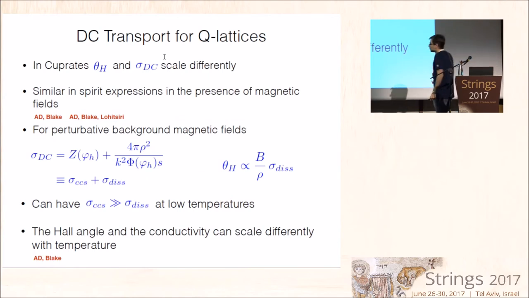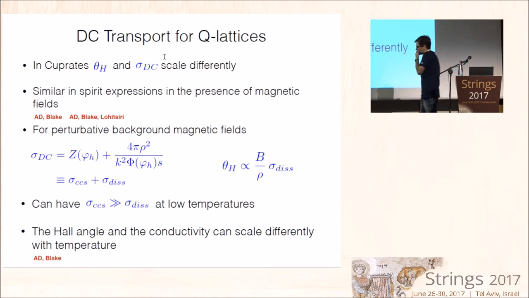Now, what you can also do is introduce a magnetic field, and you can calculate this Hall angle that I mentioned before. The motivation to do that is precisely because in the strange metallic phase of the cuprates, the Hall angle actually scales differently from the DC conductivity. And the fact that the DC conductivity and the Hall angle are locked together is not only a consequence of slow momentum relaxation, as I told you before. The same is true for Fermi liquids. And you might wonder if holography allows you to get away from this locking between the Hall angle and the DC conductivity.